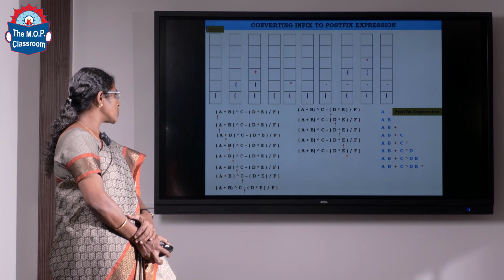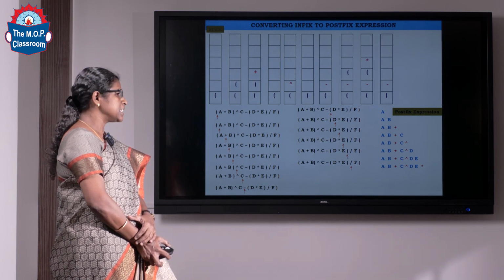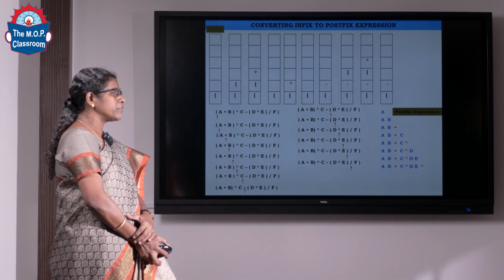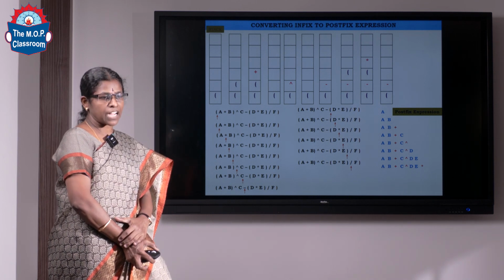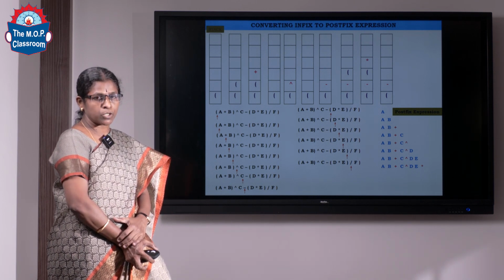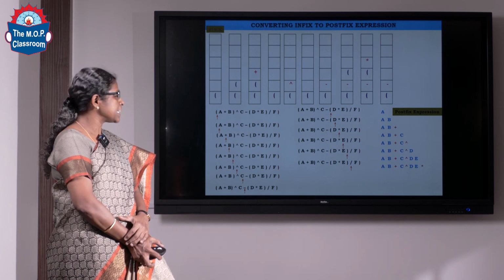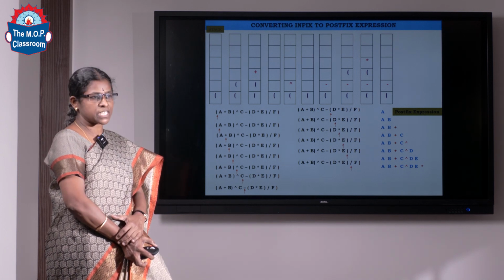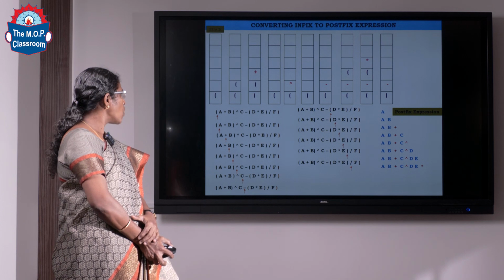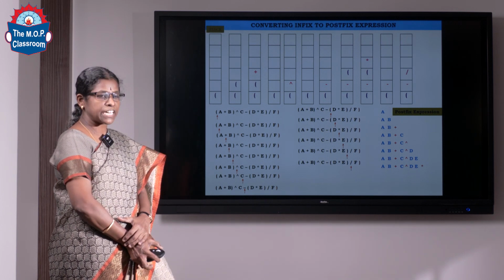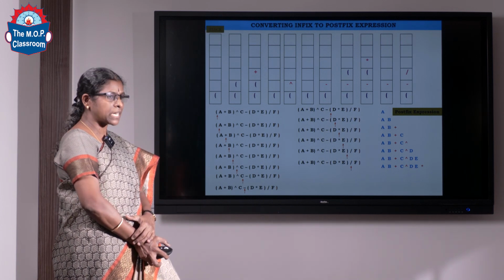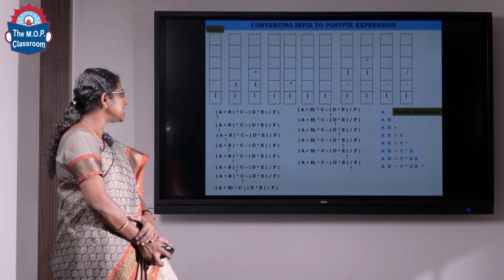Now continue the same process. The next element to be scanned is a division operator. So whenever an operator is encountered, check the stack for any operator with higher or equal precedence. If you look at the stack, it has a minus operator, which has lower precedence. So just add the new operator onto the stack. Now this is the status of the stack. The stack contains a left parenthesis, a minus operator and a division operator.